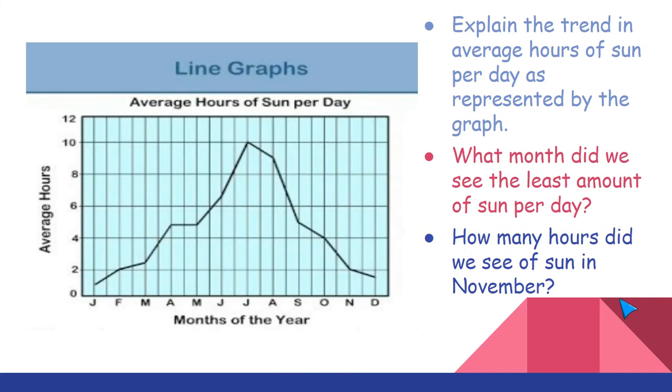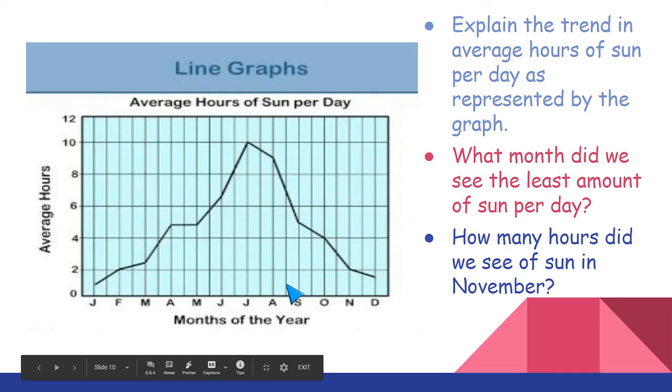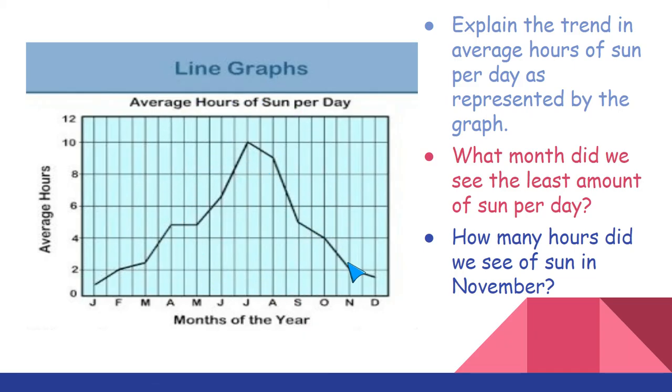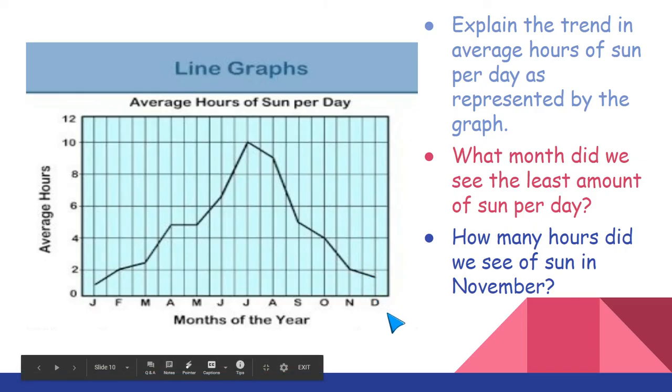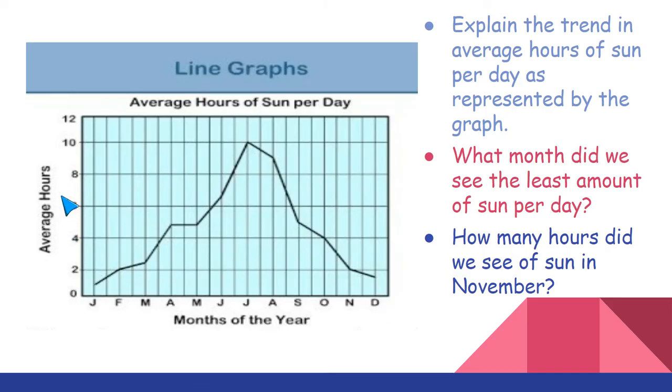All right, this is the average hours of sun per day. And I would like to talk about the trend in the average hours of sun per day as represented by the graph. So I'm going to talk a little bit through this one. So we look at, it appears to me, these are the months of the year, January through December, and this is the average hours of sun per day.